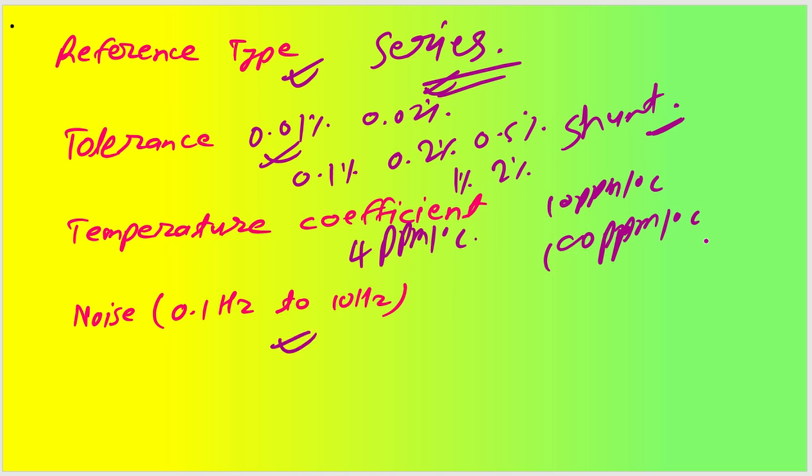Okay, what is the noise between 0.1 hertz to 10 hertz? It can be in VRMS. Let us say 4 microvolt RMS per square root of hertz. Like that, it will give you the noise. If it is lesser, it is better. So the temperature coefficient should be less, and noise should also be less.